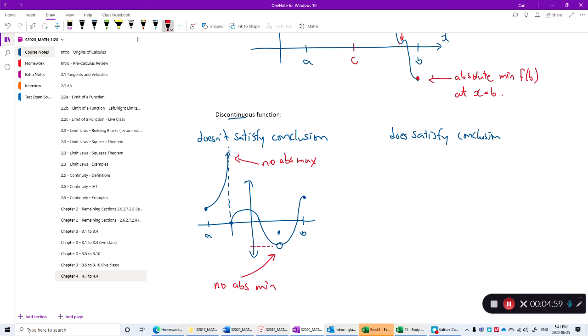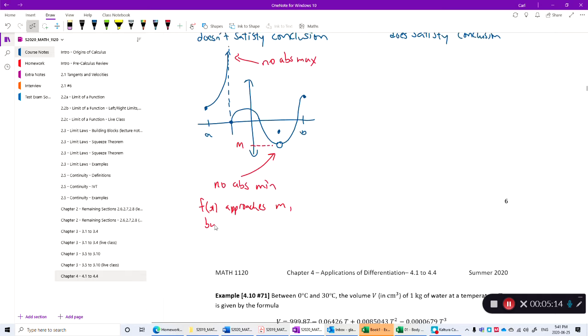And because of this, there's no absolute minimum either, because it seems to be approaching this point. Let's call it m for minimum. The function approaches this minimum m, but doesn't attain that y value. So it doesn't have an absolute min either.